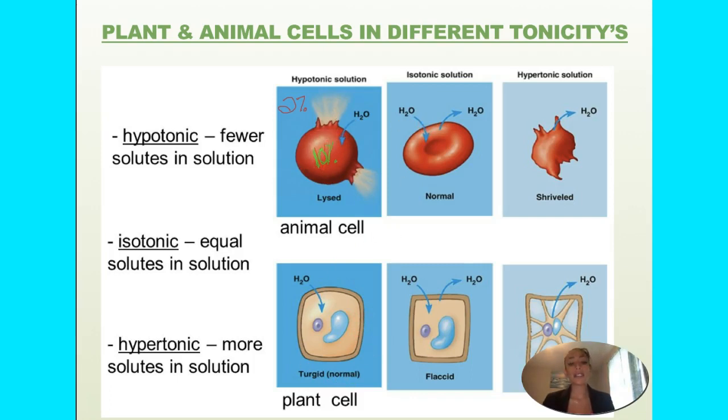Now, if you put them into isotonic solutions, an isotonic solution would be like having a 2% sucrose solution inside the cell and a 2% sucrose solution outside of the cell. What's happening here is you're putting a cell in the same solute concentration that it's in. The cell going into a 2% solution has 2% inside.